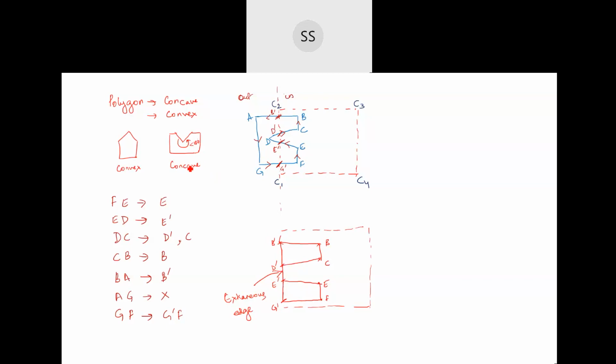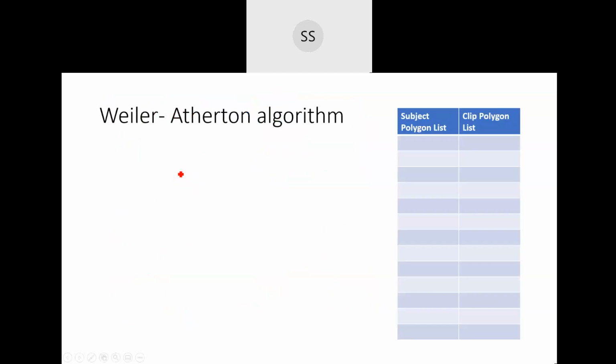This only happens when you have a polygon having a concave shape. To eliminate this, we go with the algorithm called the Weiler-Atherton algorithm. In this we have a few terminologies that you need to know. The polygon is known as the subject polygon, and the clipping window. Instead of saying clipping window, they call it the clip polygon.